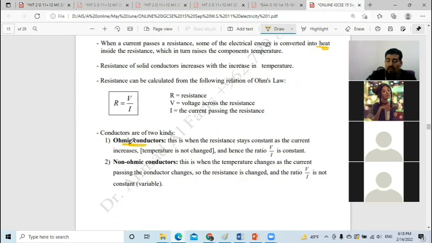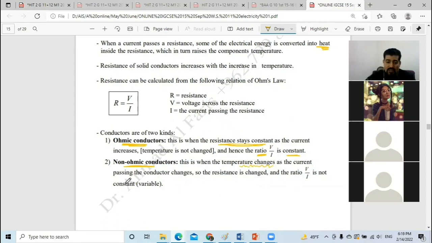Some materials are called ohmic conductors, and other materials are called what? Non-ohmic conductors. So for ohmic conductors, the resistance stays constant. That means the ratio of V over I remains constant. Whenever I change the voltage, the current increases with the same constant ratio. So if this is 10 over 2, it will be similar to 15 over 3, and to 20 over 4. Every time I increase the voltage, the current will increase, but the ratio remains the same. That's why they are called ohmic conductors.